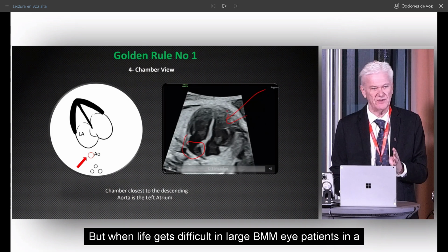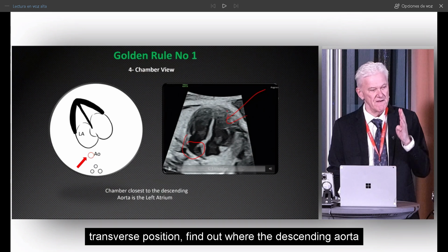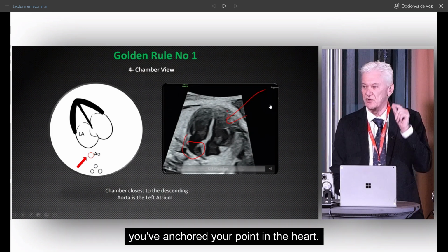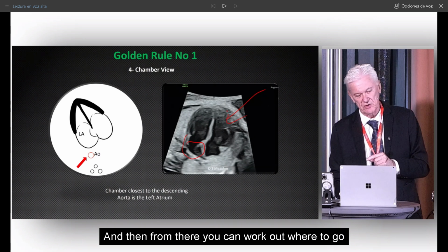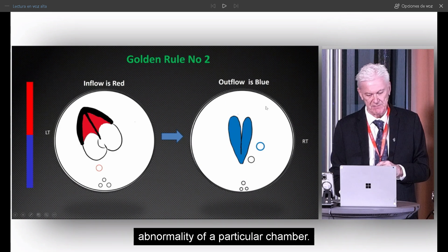But when life gets difficult in large BMI patients in a transverse position, finding out where the descending aorta is and saying, that's the left atrium. You've anchored your point in the heart, and then from there, you can work out where to go to the next step in assessing whether there's an abnormality of a particular chamber.